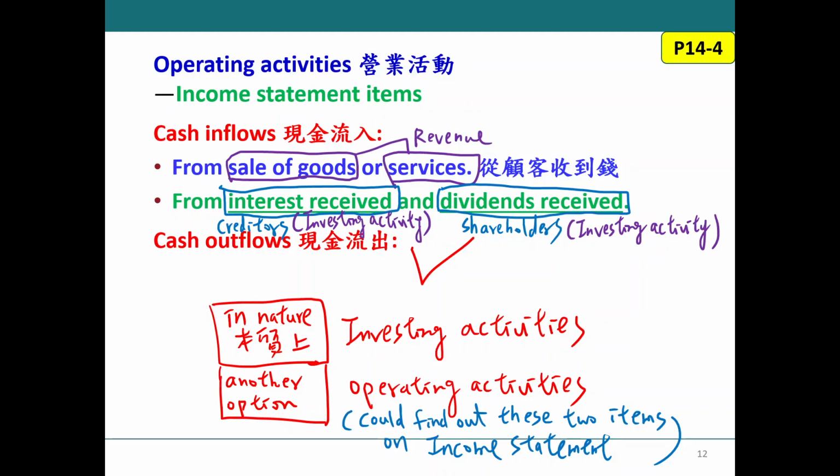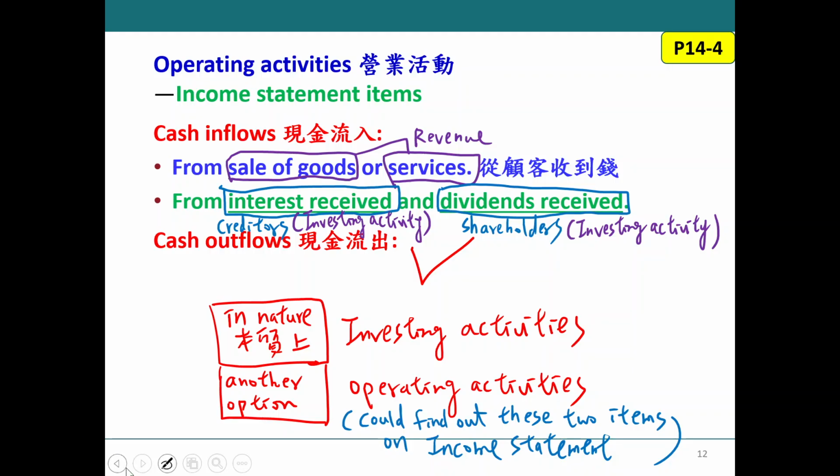Okay, any questions? So later you will find this situation again. So the same logic. What's the nature? Investing, but you could find the items on the income statement. So okay, since you could find it on the income statement, and we use the income statement to prepare what? To get operating. So okay, for your convenience, you can do that. Another option. Okay.